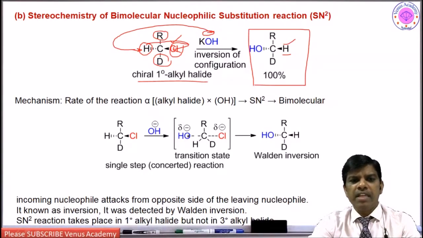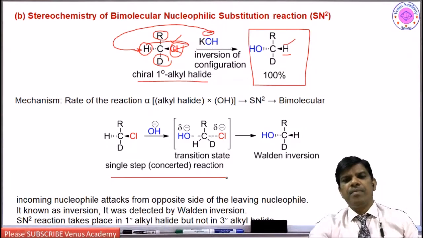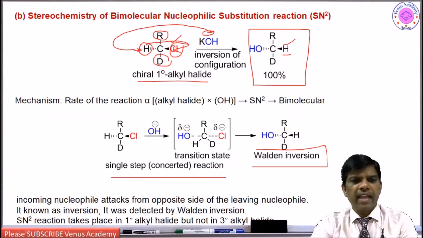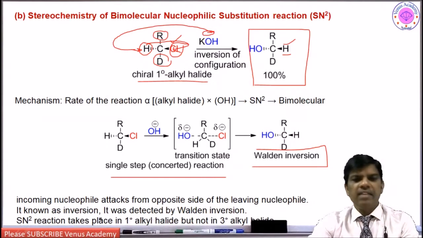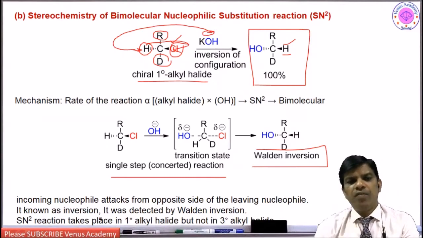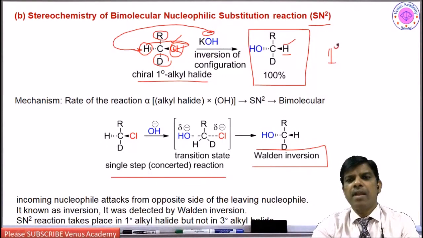In this mechanism a transition state forms, and since it is a single step, it is known as a concerted mechanism, and the inversion is what I said, Walden inversion. The incoming nucleophile attacks from the opposite side of the leaving group, which is known as inversion. It was detected by Walden. So the SN2 reaction takes place with Walden inversion. Then where do you find it? This type of SN2 reaction is observed in primary alkyl halides, whereas SN1 is tertiary and SN2 is primary.